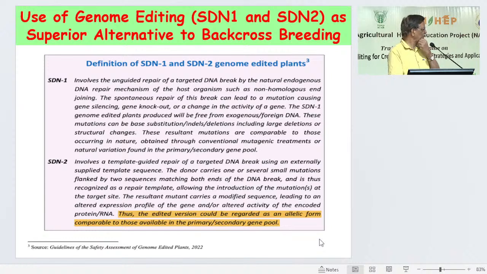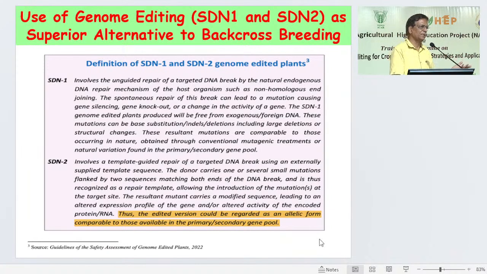So I will rush through actually. This I want to show very quickly: genome editing has two parts, SDN1, where mostly you are doing knocking down by non-homologous end joining, and SDN2, where you are doing allele replacement basically. You are creating a new allele or you can enhance the expression. And if the genes are present in nature, in the wild relatives or in other crop varieties, then you can take that gene and replace it at the same position by homology directed gene editing, and that will qualify as SDN2. So we have to look for these superior alleles.